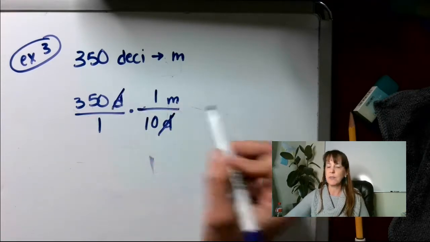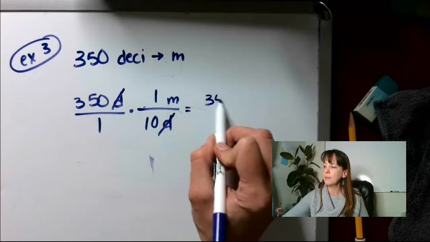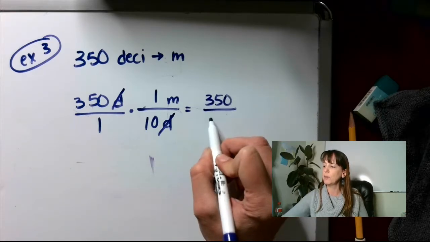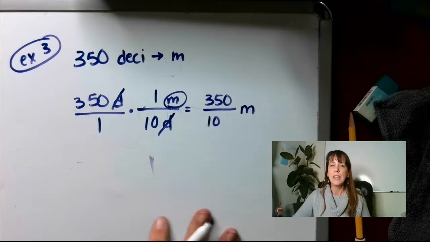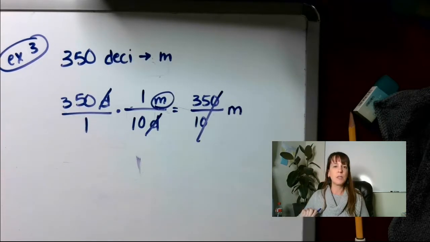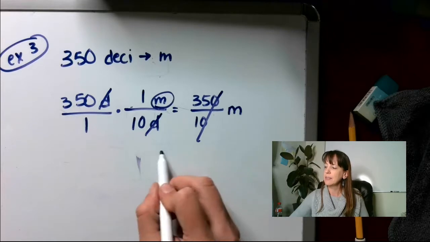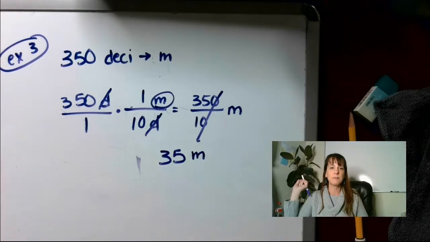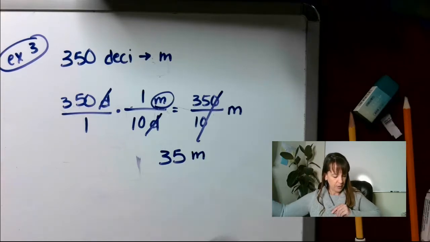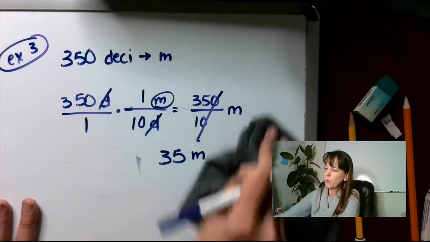Get those out of the way, and what I have left is 350 over 10, and our remaining unit is meters, right? Now, lob those zeros off because they're on the end, and what I have is 35 over 1, but we don't write it over 1, 35 meters, okay? 35 meters. All right, so for practice on page 83, go ahead and pause the video, do the practice, and then come on back.